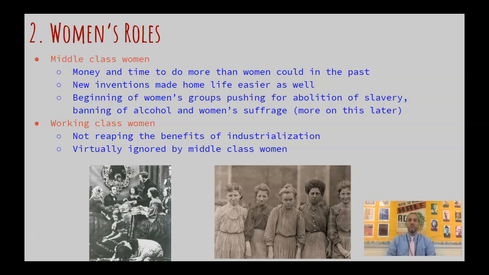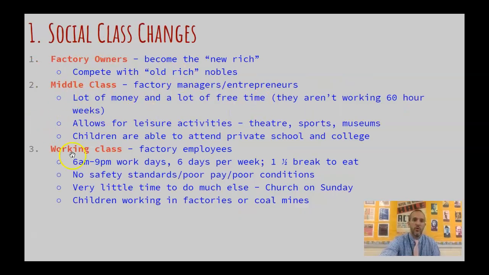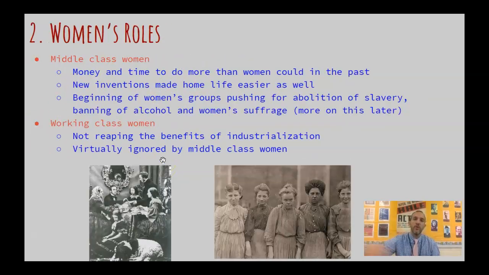Women in this period, the middle-class women, are the wives of the factory managers and entrepreneurs. The men are going off and overseeing the factories or investing. The middle-class women have a lot more time than women did in the past. They're not sitting at home making shirts anymore because they're just buying them from the factories. Also, there are a whole bunch of new inventions that make their lives easier, like the early development of washing machines and stoves. So these women have a lot more time on their hands, and time to talk about things and push for things.